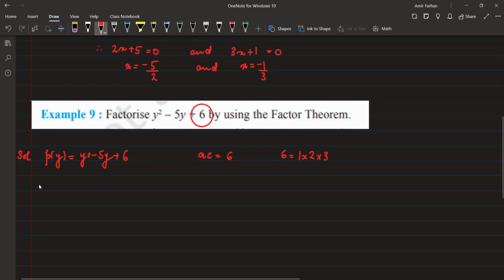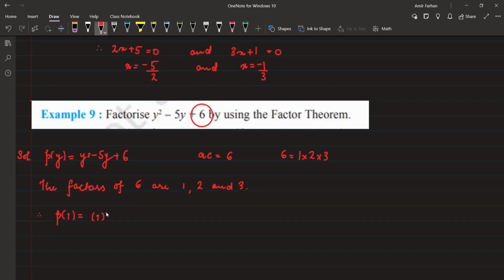Yes, 6 will be having factors 1, 2 and 3. Clear? So factor theorem says that you have to substitute the value of the factors into the polynomial to find out whether they are a factor or not. So first of all, let's put 1, p of 1 in the polynomial. It would become 1 square, in place of y you have to put 1, minus 5 into 1 plus 6. So this will become 1 minus 5 plus 6. Clear?